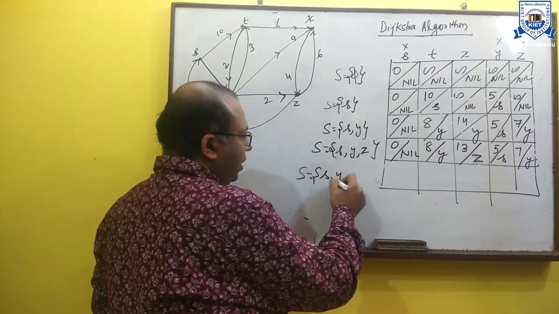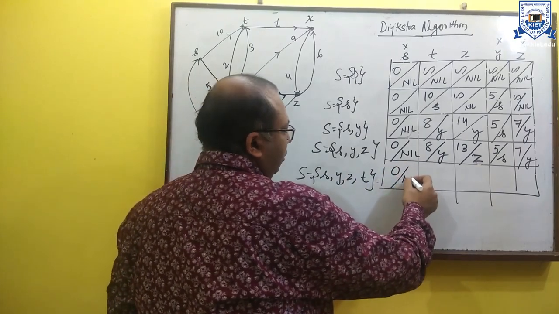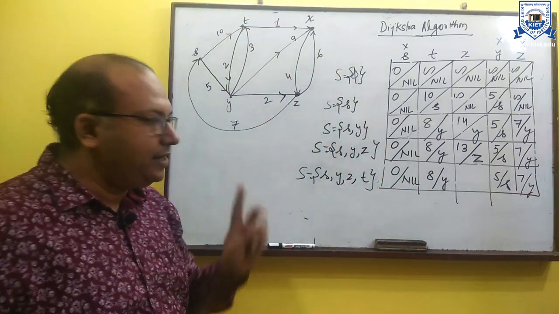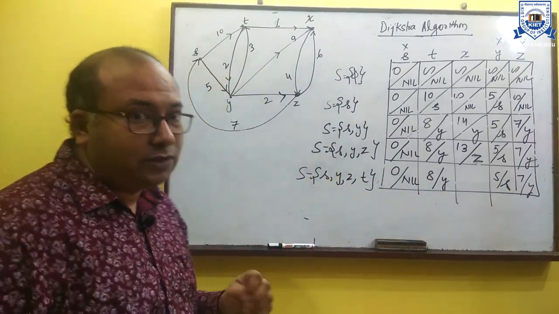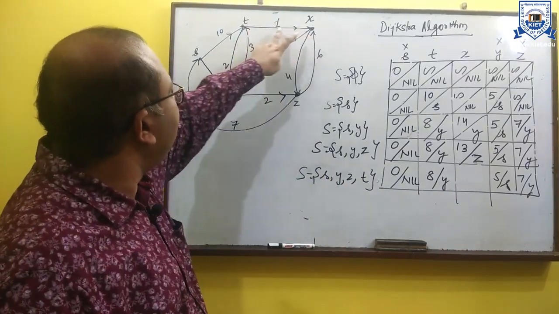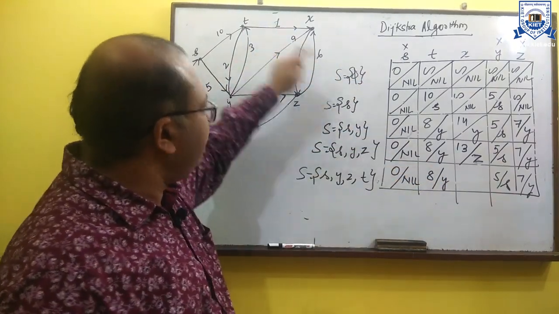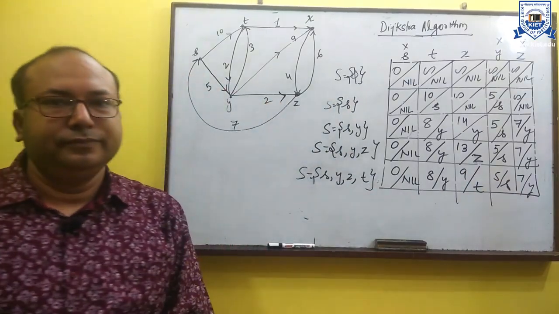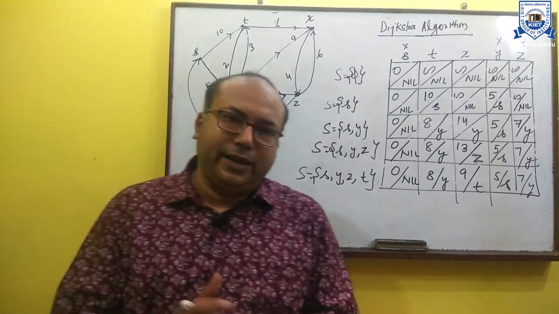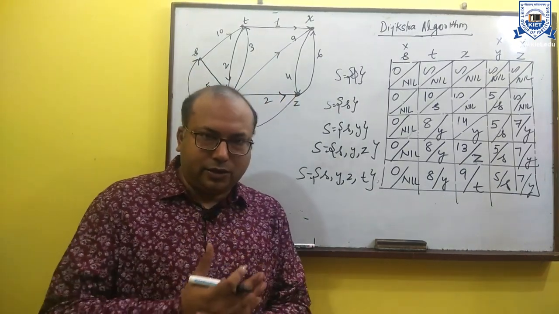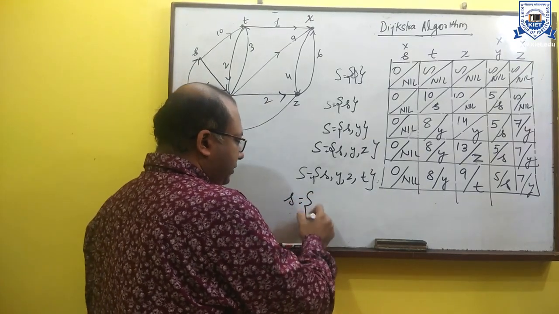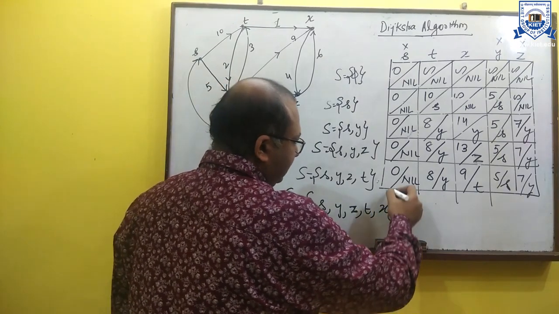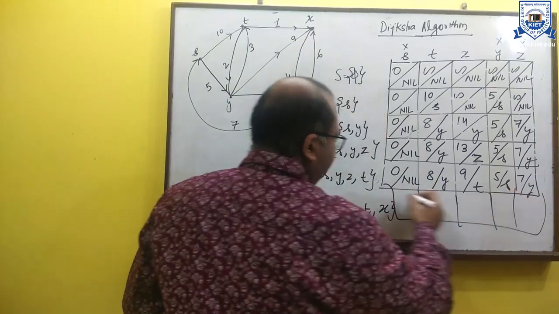So S is S, Y, Z and T. What cannot change? These cannot change. You just need to check, is there any edge available from T to X? If it is available, you can apply the relax for that edge. So TX, yes, TX is available with the value 1, and 8 plus 1 is 9. The initial value of X is 13, so it can change, it will become 9 because of T. So now only one vertex is left in the Q. If you take out that vertex, so S, Y, Z, T and the last one is X. What you find is that the last row has no operation.